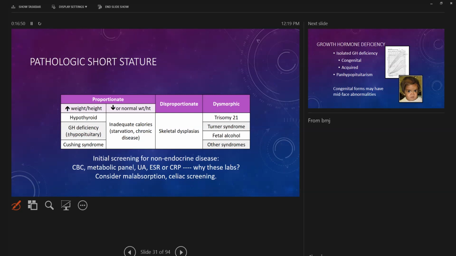Initially, for non-endocrine disease, we can do CBC, metabolic panel, UA, sed rate, CRP. These labs, and why these labs, you'll want to research, and we can consider malabsorption and celiac disease if we've got this disproportionate or proportionate disorder. Now, a lot of the reason that we might screen for these two guys is what? Why would we care? Well, one, we're thinking of autoimmune, and two, we may be thinking of something more insidious like cancer or infection.